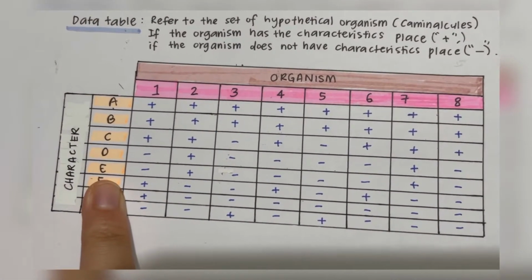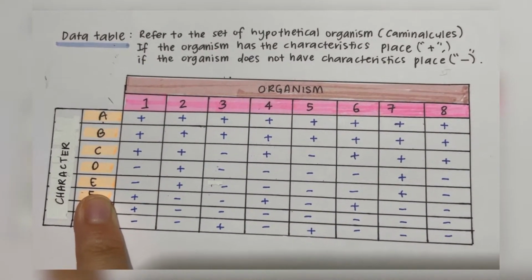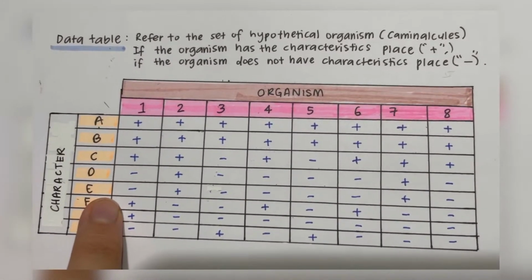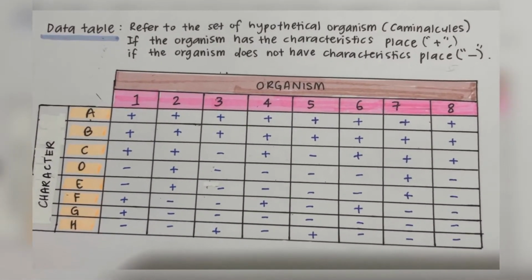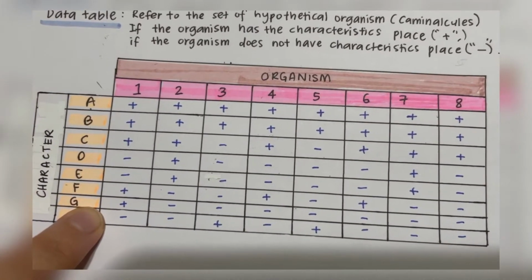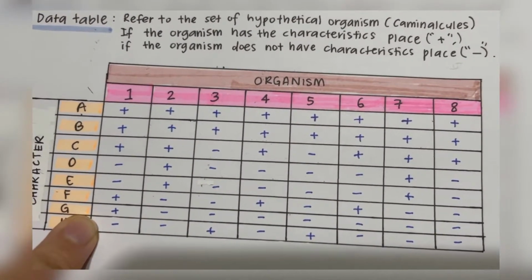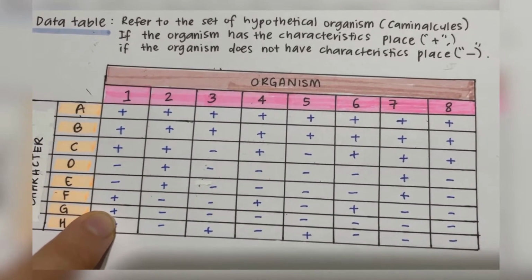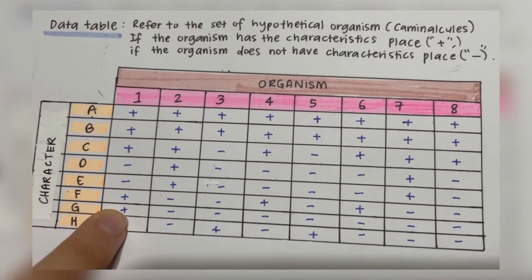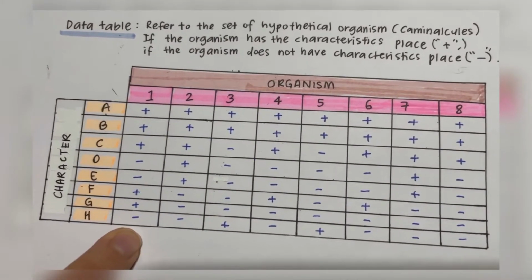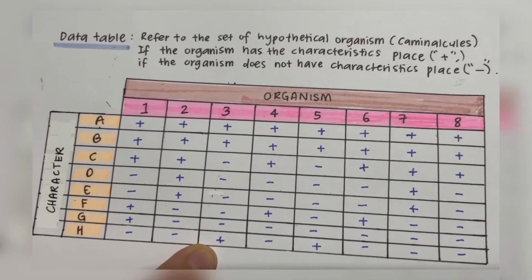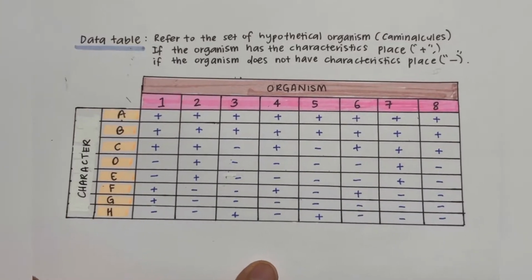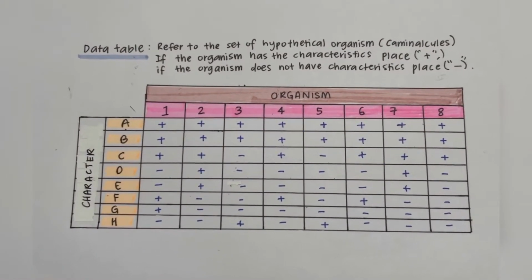For character F, which is posterior body mantle bulbous, only organisms 1, 4, and 6 have it. And for character G, which is eyes fused into one versus eyes separated, only one organism has eyes fused into one. Meanwhile, for character H, forelimbs with digits versus forelimbs without digits, only organisms 3 and 5 have it. After we are done with the data table, we can proceed with the construction of the cladogram.